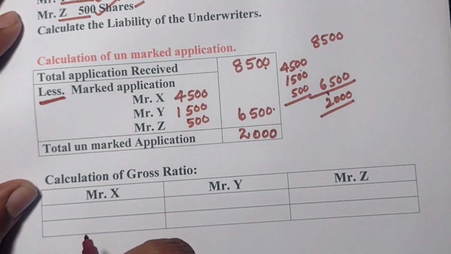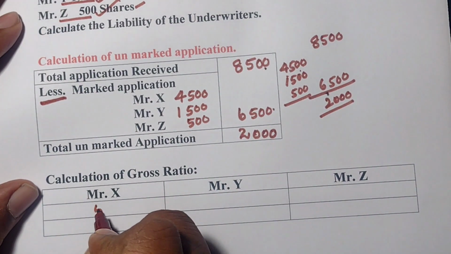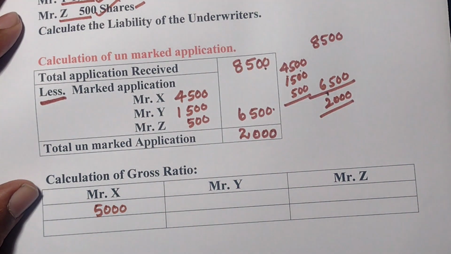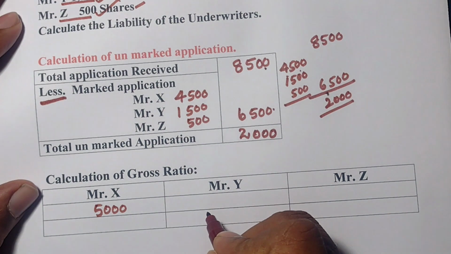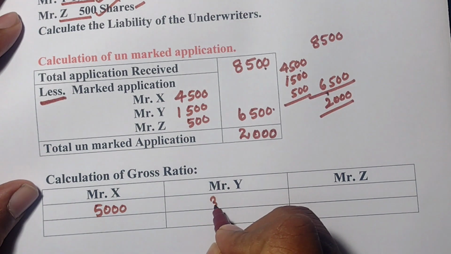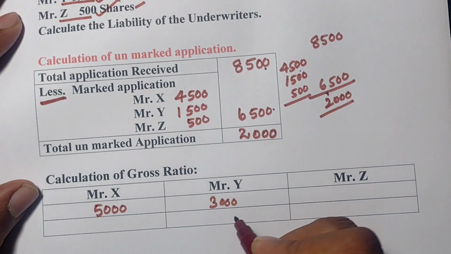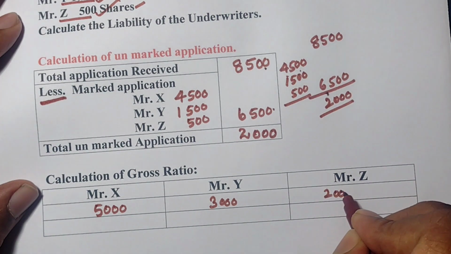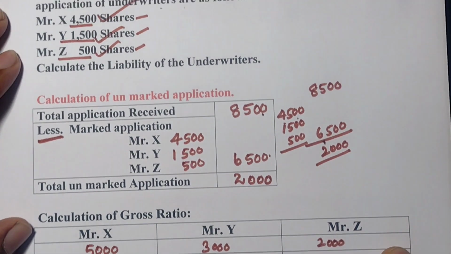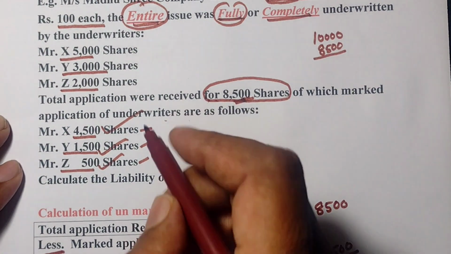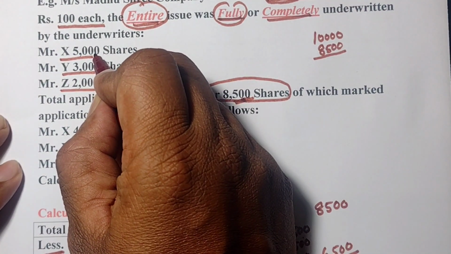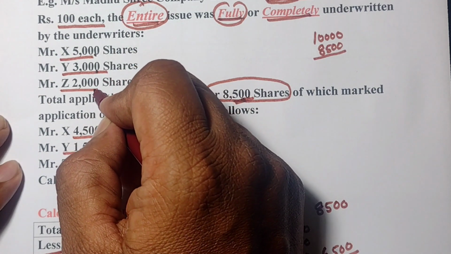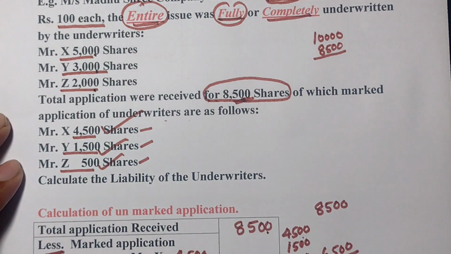Mr. X applied for how many shares? 5,000 shares. Mr. Y applied for 3,000 shares, and Mr. Z applied for how many shares? 2,000 shares. Now you can see that Mr. X applied for 5,000 shares, Mr. Y applied for 3,000 shares, Mr. Z applied for 2,000 shares.